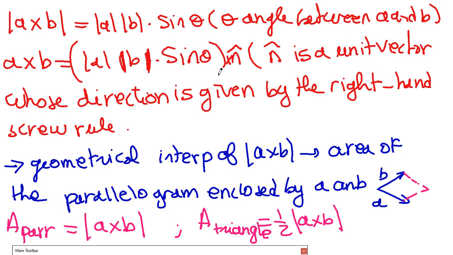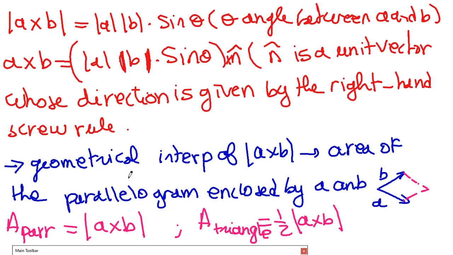And we can also write it this way: A × B is equal to the magnitude of A times the magnitude of B times sine theta times n. What does this vector n represent? n is a unit vector whose direction is given by the right hand screw rule, as I said before.